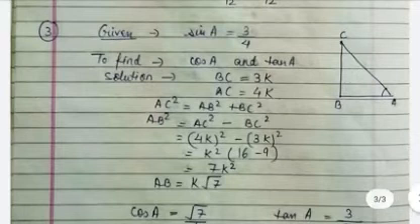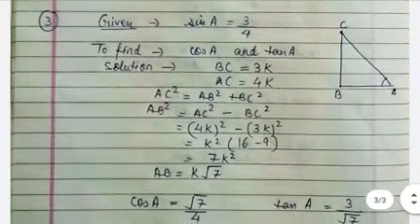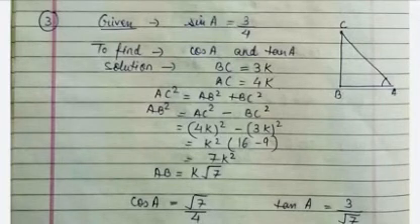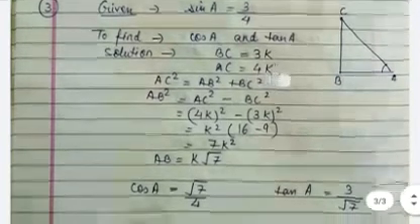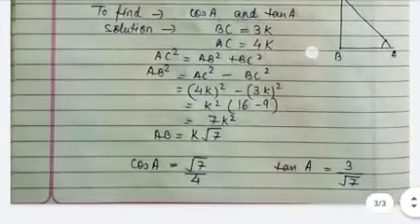Sin A is perpendicular upon hypotenuse, means BC is 3K and AC is 4K. We are assuming some constant K, and with the help of this we are saying BC is equal to 3K and AC is equal to 4K.